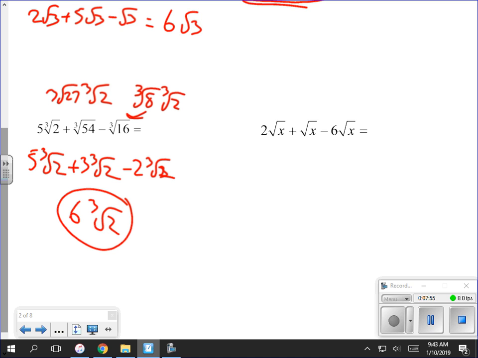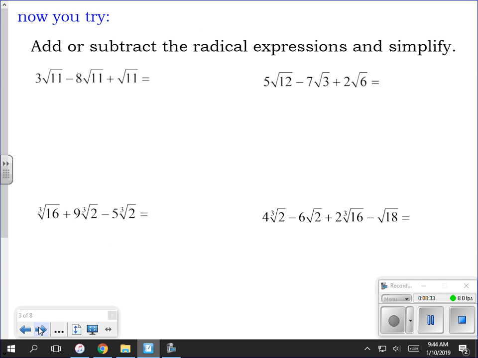And the next one, that's actually probably an easy one. Root x, root x. They're all like radicals. They're all square roots of x. I don't know what x is, but it's the same number for x whenever it is. So these are all like radicals, so this is easy. 2 plus 1 is 3. 3 minus 6, negative 3 root x. And remember, they have to be like radicals to combine by addition or subtraction. If they're not like radicals, see if you can make them like radicals. You might not be able to, but you might. Your turn, do these.